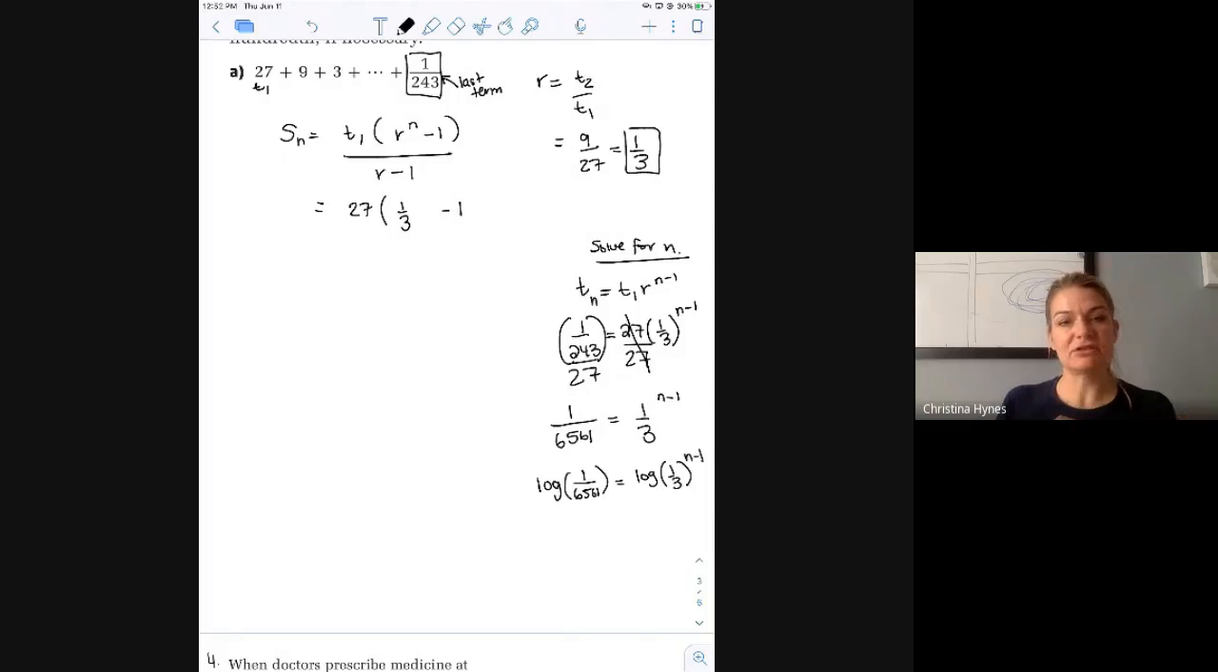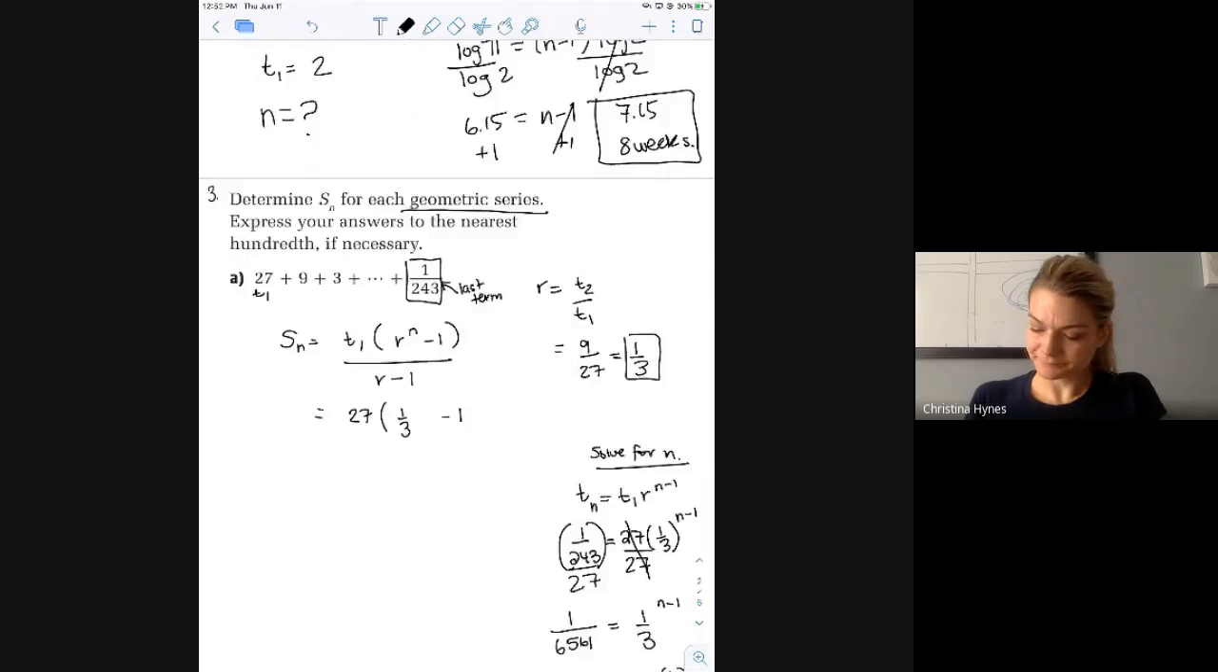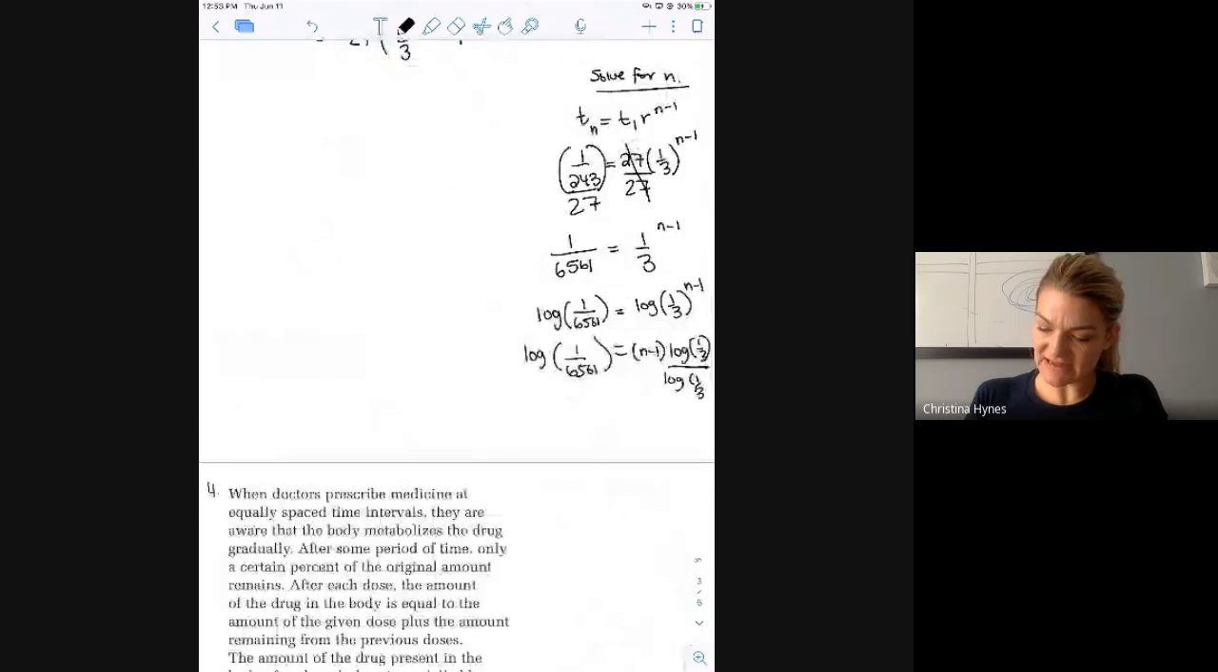Okay, so once I have log on both sides of the equation, now it's about bringing that power down as a coefficient in front. So the n minus 1 power comes down and becomes n minus 1 multiplied by log 1/3. And then log 1 over 6561 stays as it is. Our next step is to divide both sides by this log 1/3, to isolate for n.